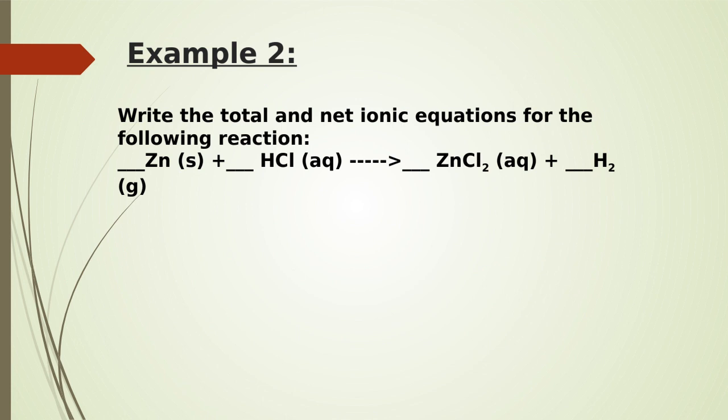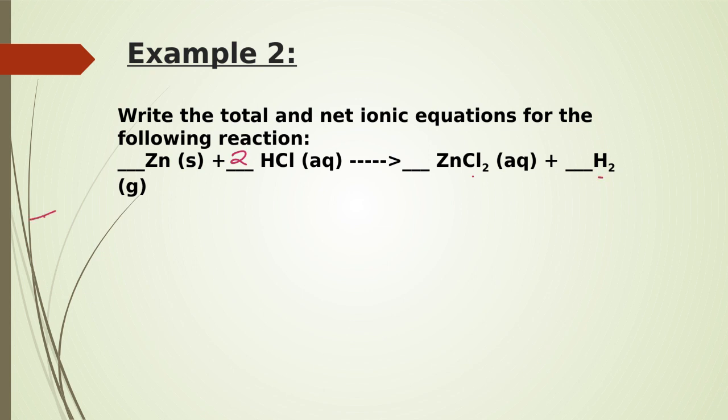Let's look at one more example. So here's a reaction, a single displacement reaction, and it's saying write the total and the net ionic equations for the following reaction. So always make sure that your reaction is balanced. Those coefficients are very important. And I can see here that it is not. So I'm just going to call my pen up here, and I'm going to put a 2 in front of HCl to balance those chloride ions and those hydrogen ions on the product side.